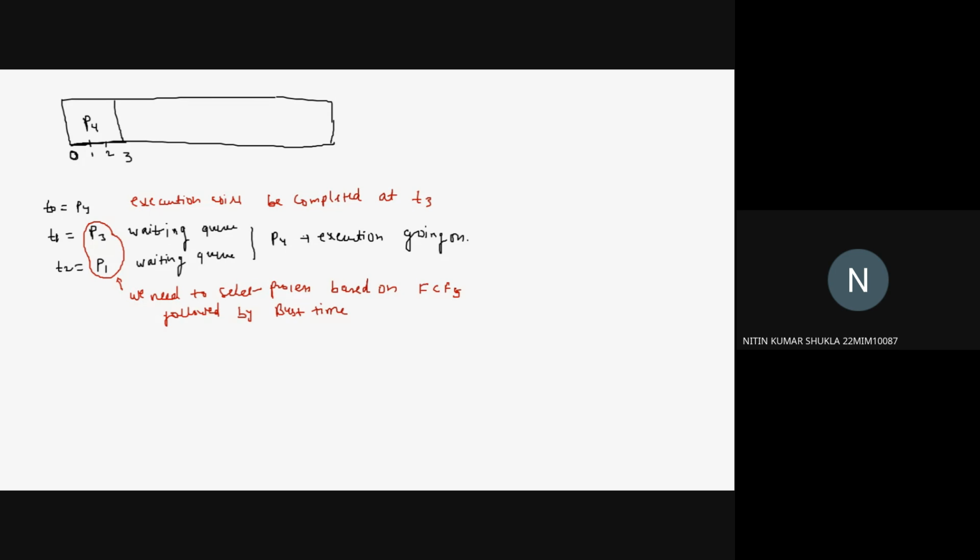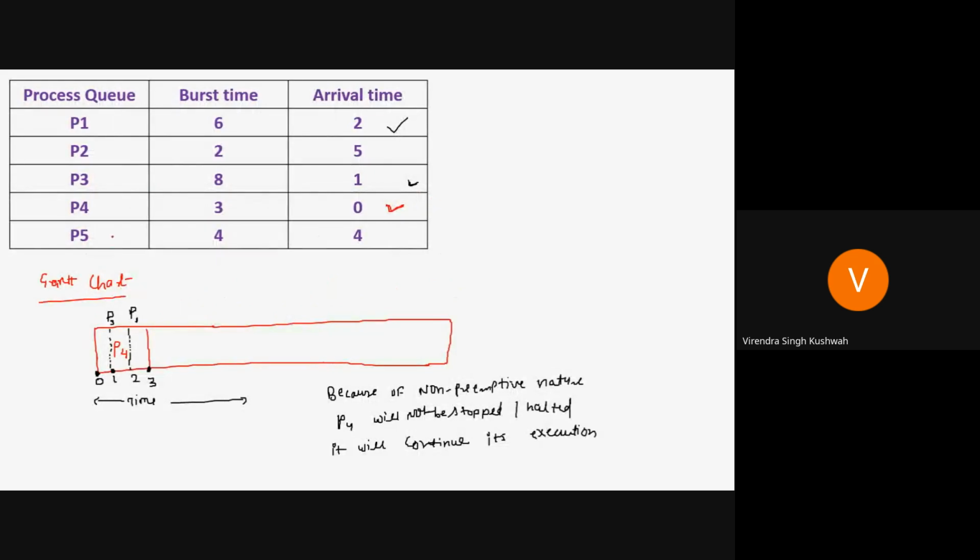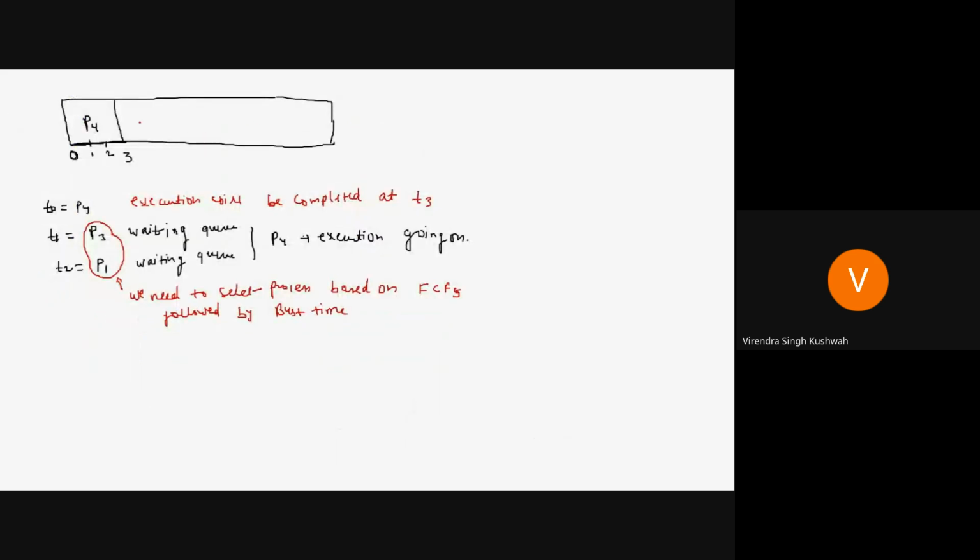Sir, P1. Why P1? Because it has a lesser burst time than P3. Yes, so we need to select P1. So now P1 comes to our Gantt chart, and it has a burst time of 6. So the total would be 9 over here. So 9 is the completion time of the process P1.